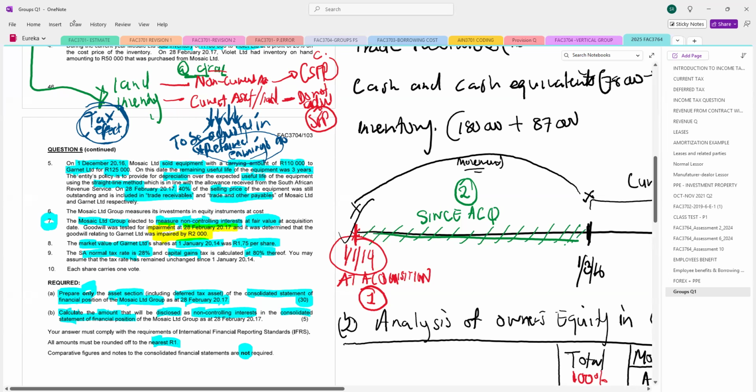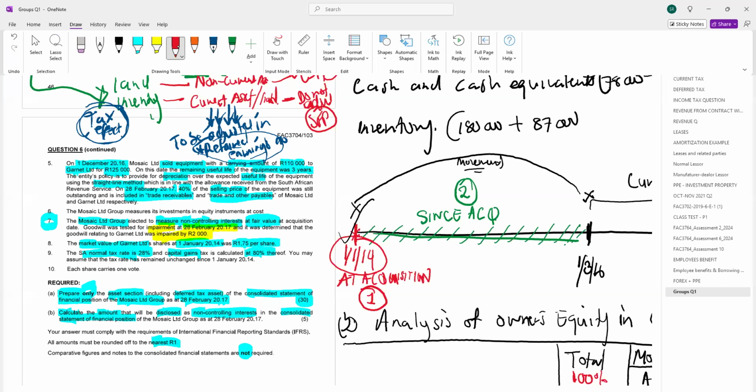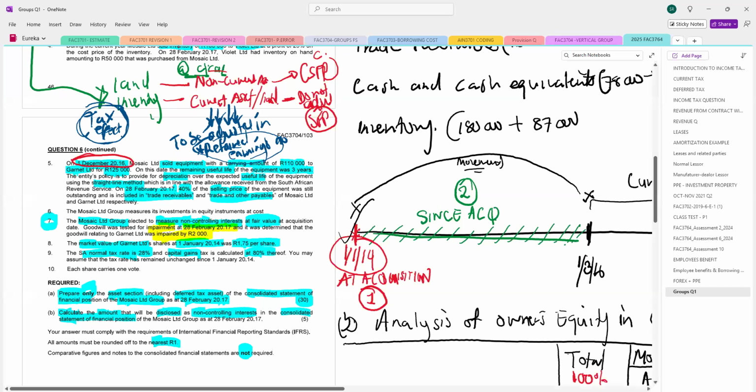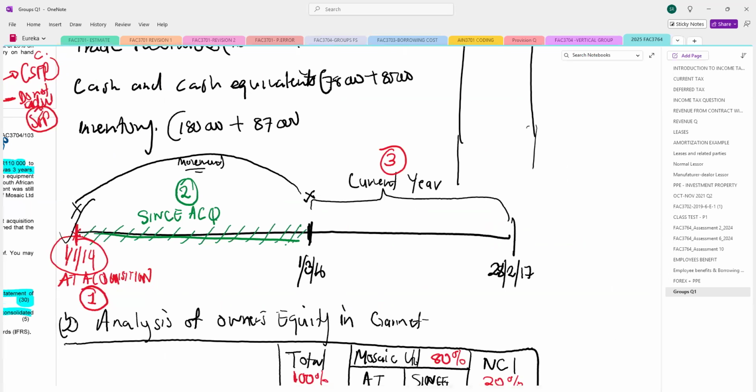Guys, again, the period this falls in, this is in December 2016. And if I go back to my timeline, December 2016 will actually fall within the year, somewhere here, within the year. So this is not going to be during the since acquisition period. It's going to fall somewhere here, December 2016. All right. So it's during the year. So I'm going to look at this only during the year. It only affects us during the year. All right. So this is not since acquisition.